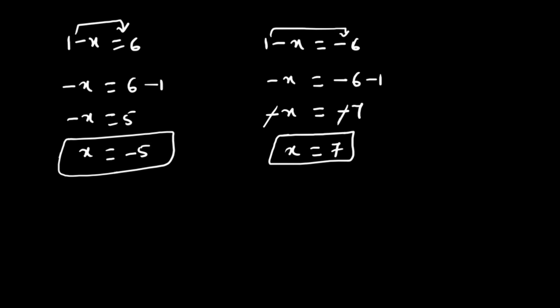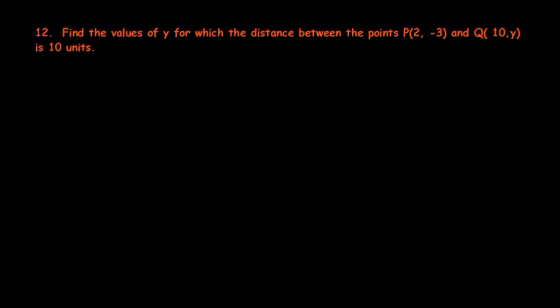The next problem is: find the value of y for which the distance between the two points P(2, minus 3) and Q(10, y) is 10 units. The same model again. How did we do the previous sum? The same model applies here. Q is (10, y) as given. Now we take the points as usual: this is (x1, y1) and this is (x2, y2).